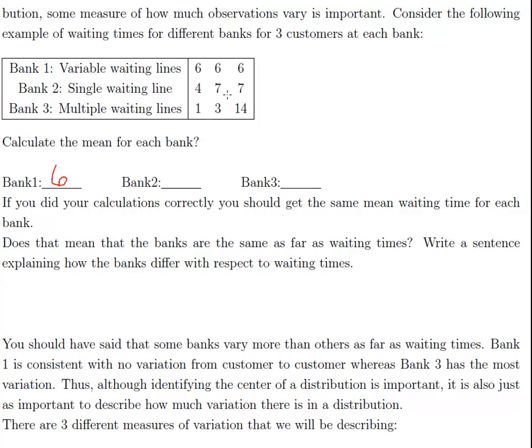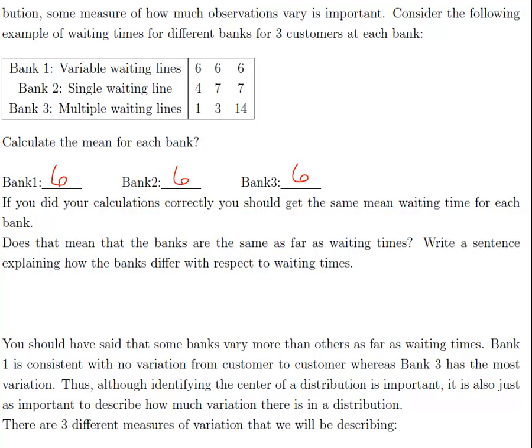Bank 2 would be 4 plus 7 divided by 3, so that's also 6 minutes. And then bank 3 is 1 plus 3 plus 14 divided by 3, so that's also 6 minutes there. So we can see that each bank had the same average waiting time. But if you look at each bank individually, they're much different. Bank 1 has a lot more consistency. All the numbers are the same, whereas bank 3 is inconsistent. 2 people waited a pretty short time, and then the third person had to wait quite a bit longer. So we need some kind of measure to describe the difference in consistency between the 3 data sets.